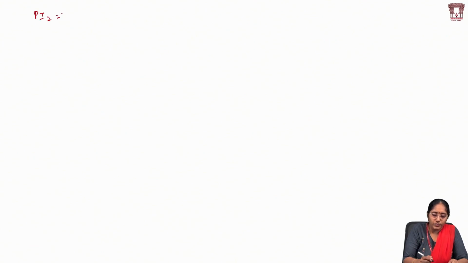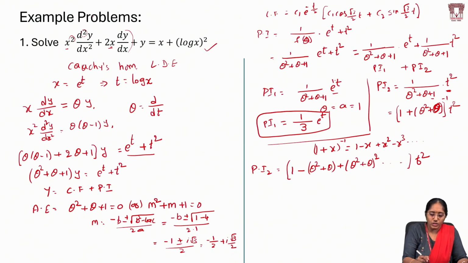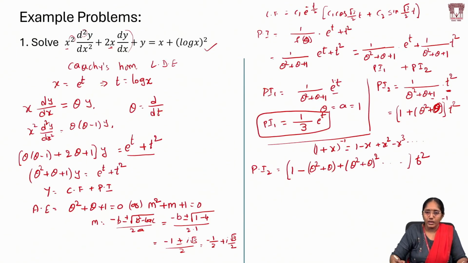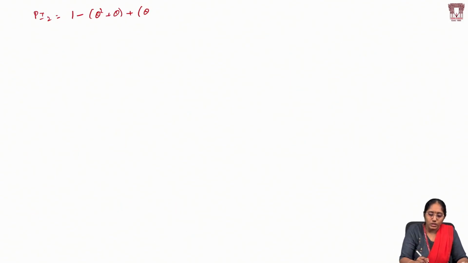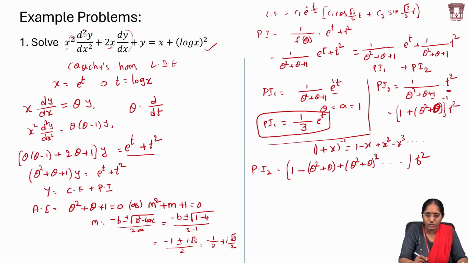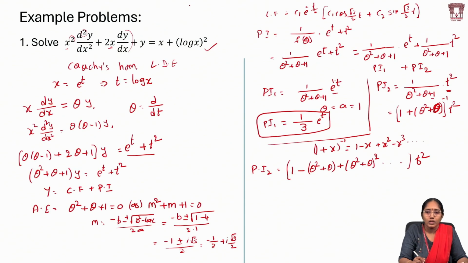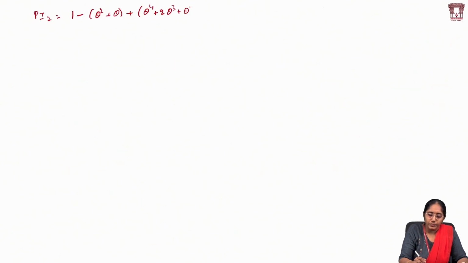Now pi2 is, once again we will write this equation, 1 minus theta square plus theta. Expand this term, theta square plus theta whole square, that is theta power 4 plus 2 theta cube plus theta square, and so on, into t square.